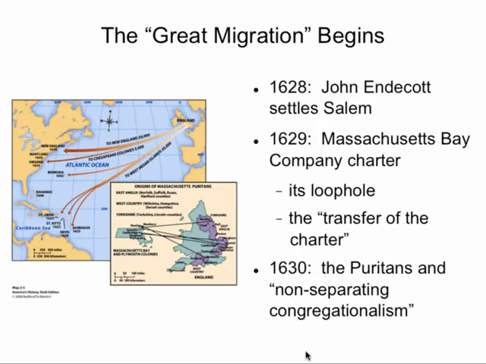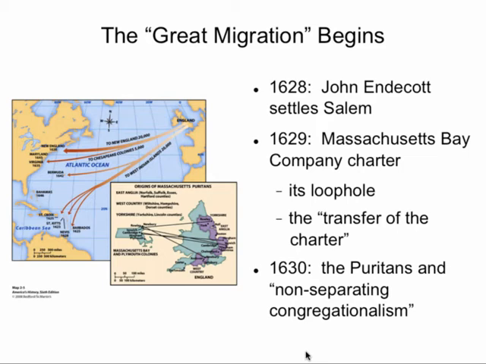However, when they got to Massachusetts, they set up their own churches, which were congregational churches. Now, the Church of England was what we call an Episcopal church. In other words, it was run day to day by bishops.